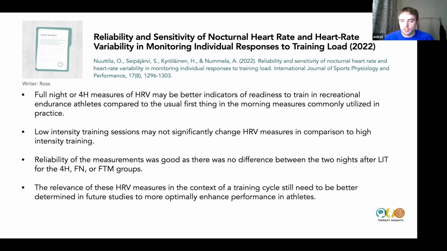But essentially, the general take-home point from this is if you do have access to overnight monitoring, if you're wanting to do this, that's better than first thing in the morning. And they still haven't completely nailed down how much your heart rate variability should get back to normal before you train again. Some of those questions still need to be answered. So yeah, it was an interesting study, looking at the accuracy of different measures for heart rate variability.